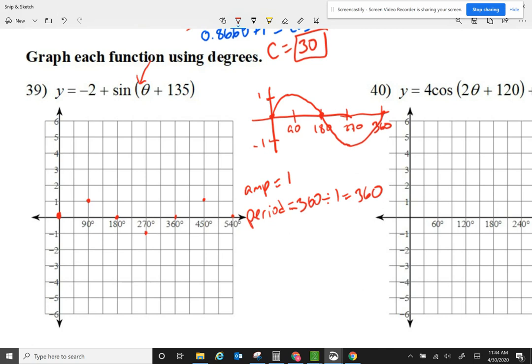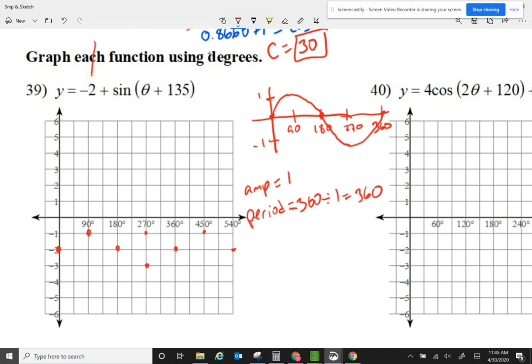My amplitude did not switch. It just went up to 1 and down to -1. My period is not going to switch. All right, so it's not going to change. Now my shifting is going to go 2 down. So let me start by moving everything, all my points, 2 down. So now it's there. So everything moved 2 down.